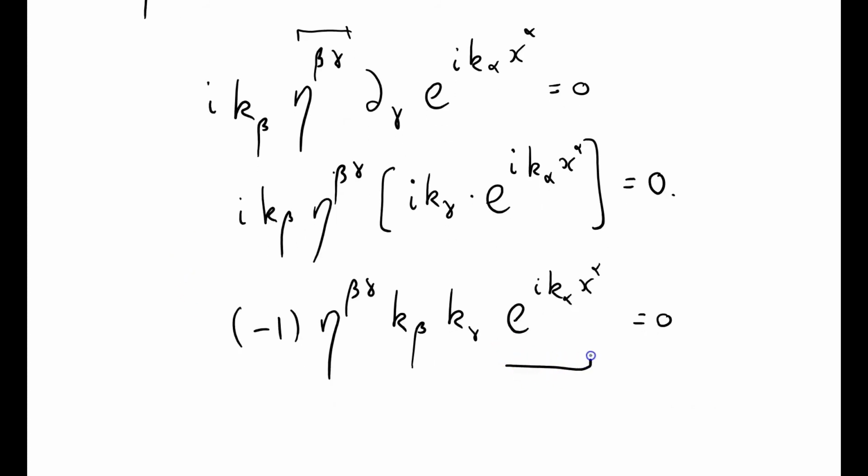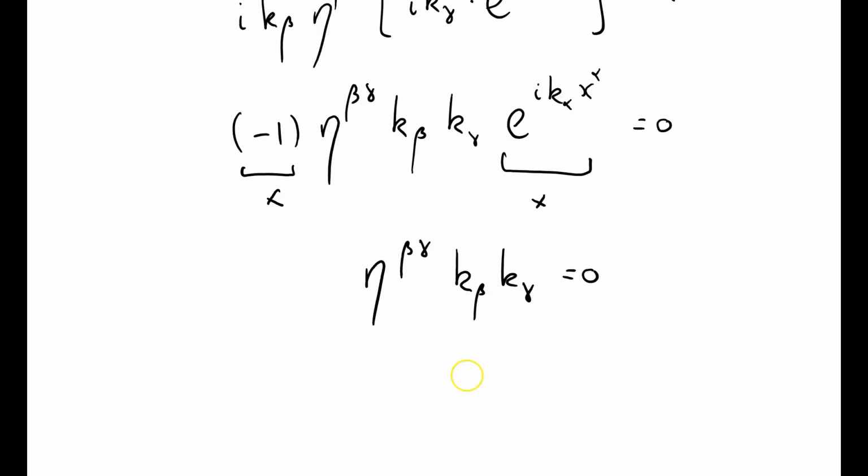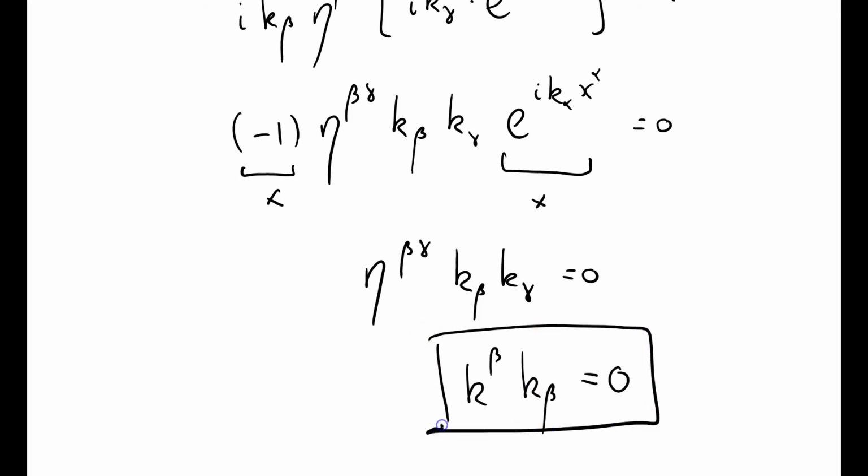Now, of course, the modulus of that equals 1, so I can just ignore that. The modulus of this is equal to 1, so I can just ignore those two terms there. I've got eta beta gamma k beta k gamma equals 0, or k beta... no, it's k beta equals 0. How about that? What a beautiful set of reductions.